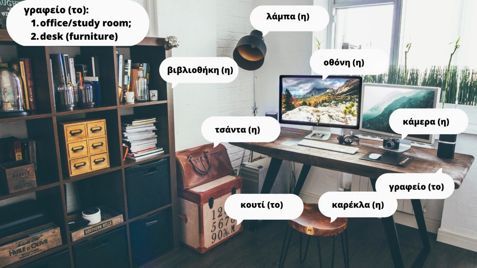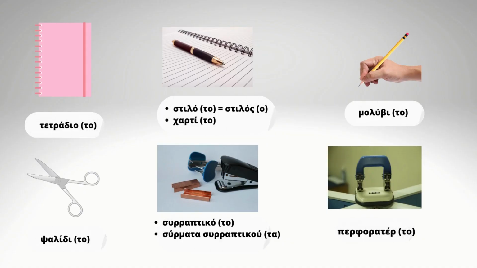Η βιβλιοθήκη. Basically, this is the kind of furniture that is related to the books, so we can store our books and our notebooks there. Η βιβλιοθήκη. On the next slide, we have again a few words related to the office and also to the school materials. The first one is the notebook, which is called το τετράδιο.